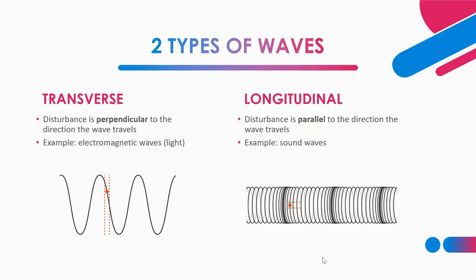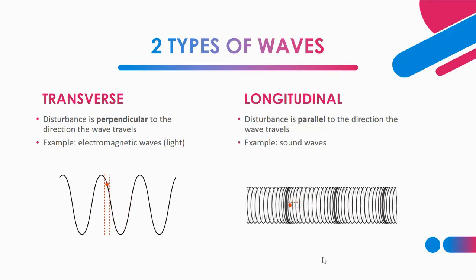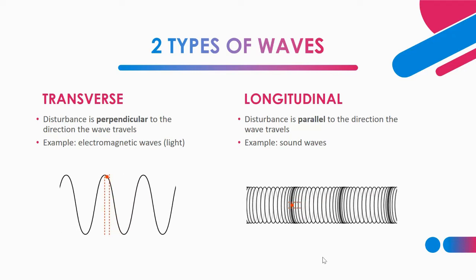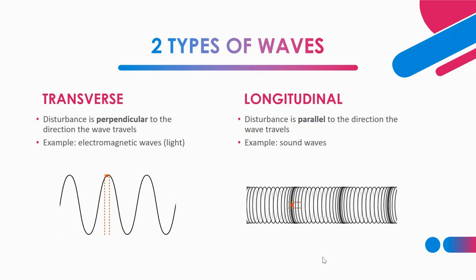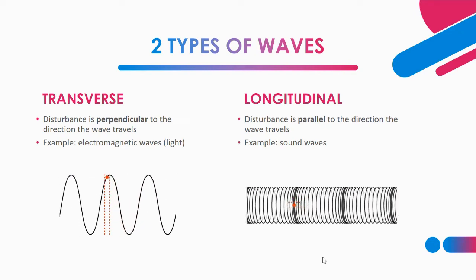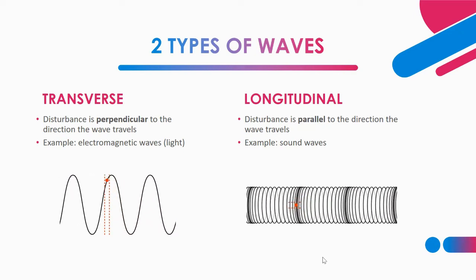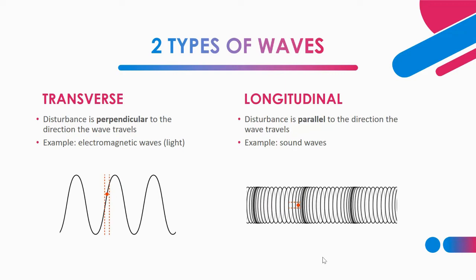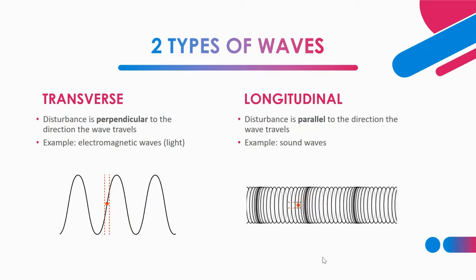Another way we categorize waves is by labeling them as transverse or longitudinal. For a transverse wave, that means that the actual disturbance is perpendicular to the direction that the wave travels. So in order to help that make a little bit more sense, there's a GIF there. The transverse wave is moving to the right, and that red dot that's oscillating up and down, that's the disturbance.